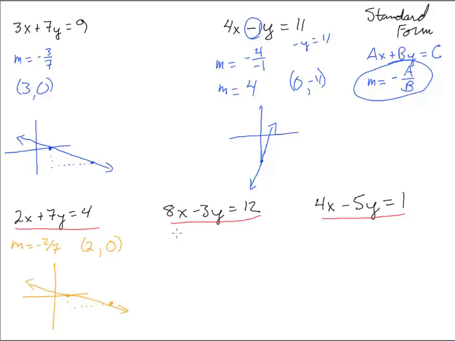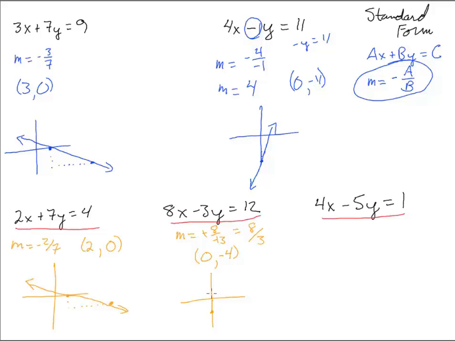Over here on this one, the slope is going to be the opposite of 8 over negative 3. That's a positive 8/3 slope. And we've got to get at least 1 point still. 8 into 12 doesn't look so good. I'd like to get rid of the 8, so I'm going to put a 0 in for the x, and I get a nice easy equation here where y has to be negative 4. There's 0, negative 4 right there, and a positive 8/3 slope.